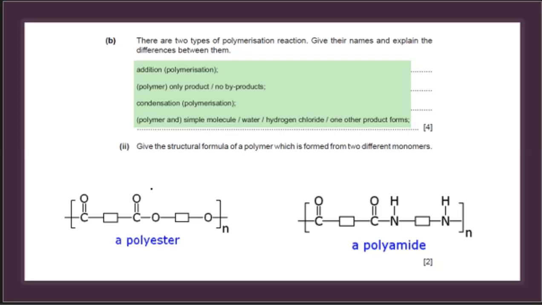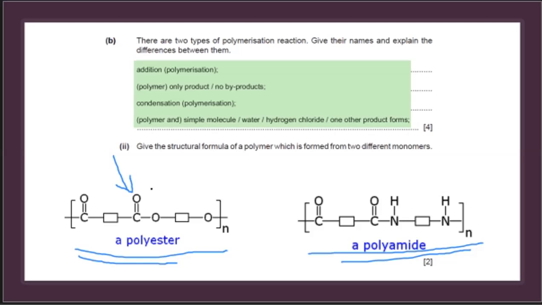Question: give the structural formula of a polymer which is formed from two different monomers. Now, that can happen for a polyester and it will also happen for a polyamide. It could happen for a polyester, because esters are formed by an acid and an alcohol reacting together. It forms an ester.